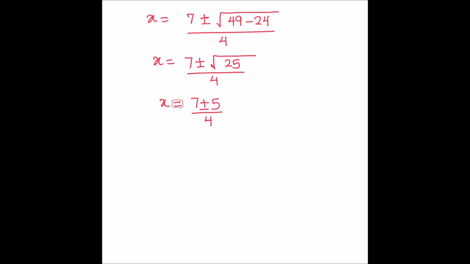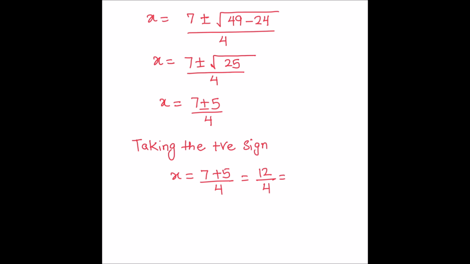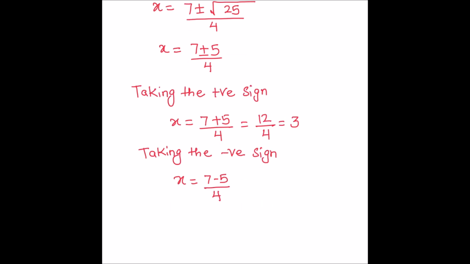Now we'll find the roots by taking the positive sign first. By taking the positive sign, x will be 7 plus 5 divided by 4, which equals 12 divided by 4, which equals 3. And after taking the negative sign, the equation will be 7 minus 5 divided by 4, which equals 2 divided by 4, which equals half.